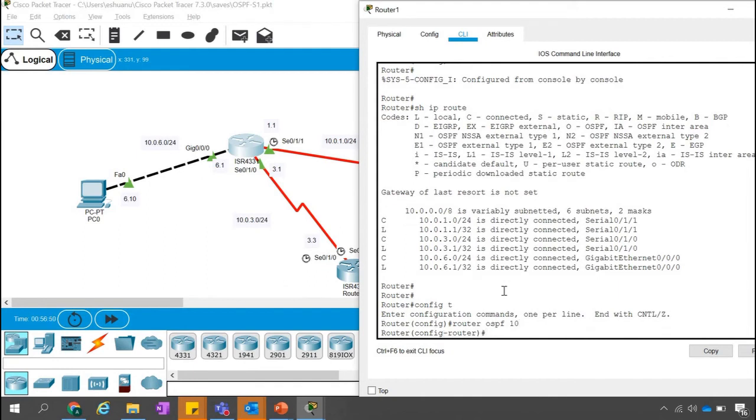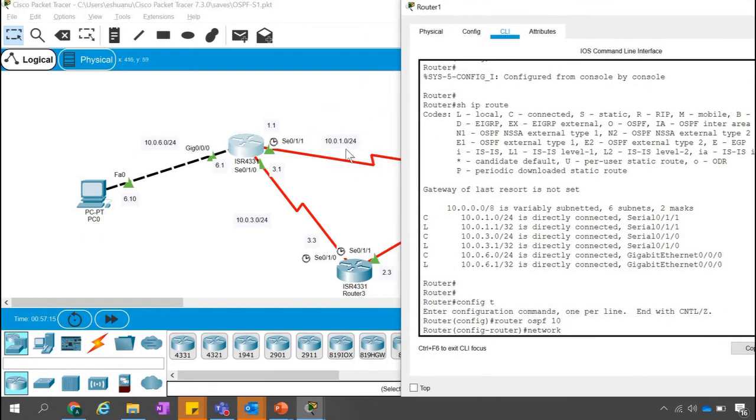Now we have to tell the router which of the interfaces are in OSPF. This interface is connected, this network is connected, and this network is connected. For that we have the command network, followed by the networks that are connected. So the first network connected is 10.0.1.0.